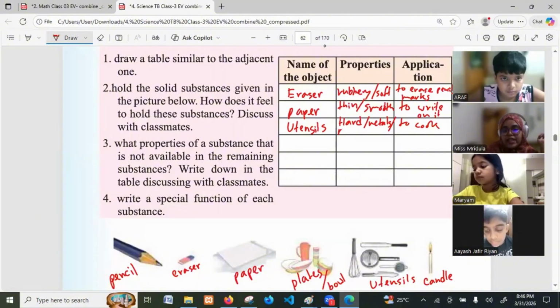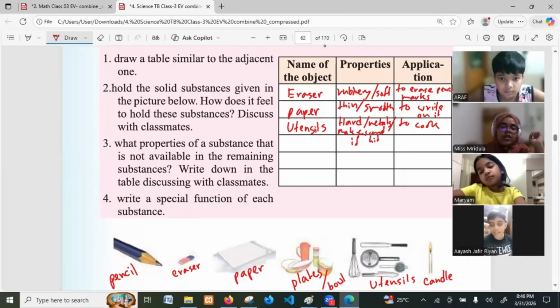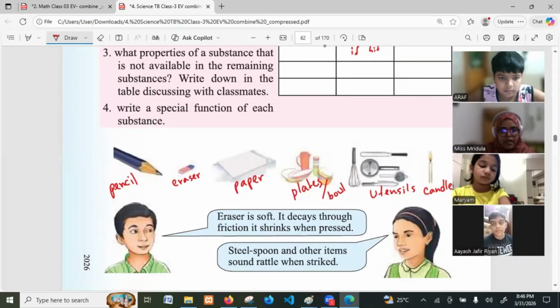It will make sound if hit, right? If it's hit, then there will be a sound coming from it, a chon chon sound. Because they are mostly made out of metal. It's maybe stainless steel or maybe something else.